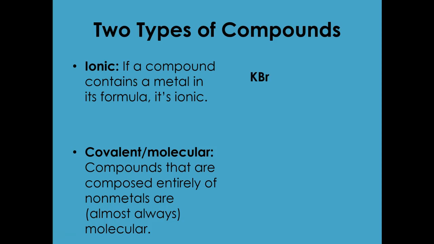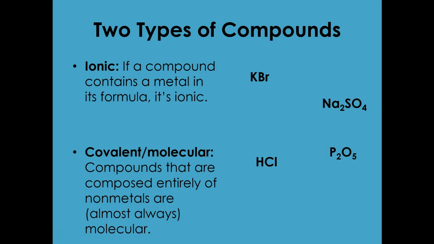KBr, which is potassium bromide. Because potassium is a metal, that's an ionic compound. It doesn't have to be made up entirely of metals, it just has to have a metal in it. So it's got potassium in it, therefore it's an ionic compound. Sodium sulfate, again, it has sodium in it. Sodium is a metal, therefore it's an ionic compound. Hydrogen chloride. Hydrogen and chlorine, we're going to see in just a second, are both nonmetals, therefore that's a covalent compound.